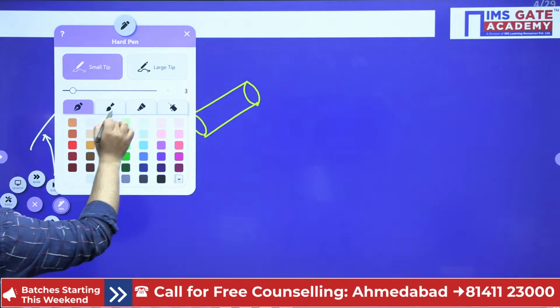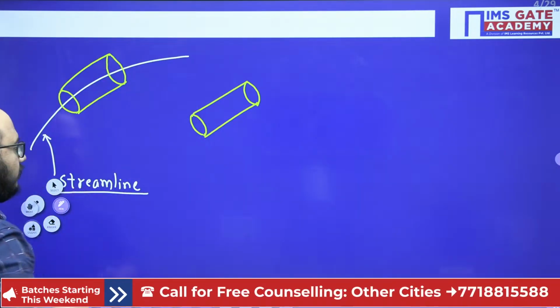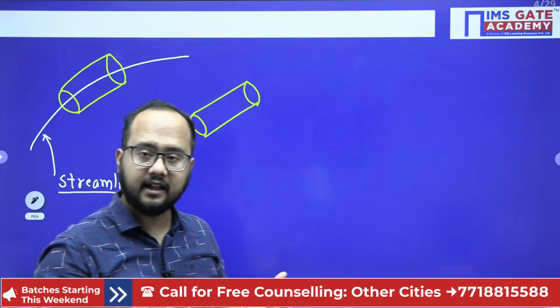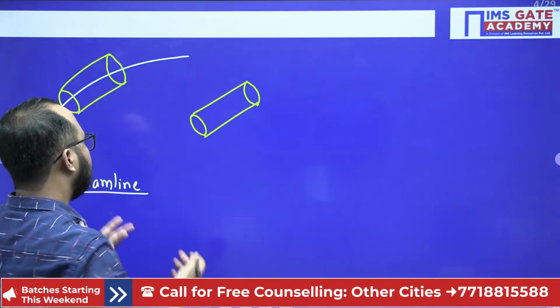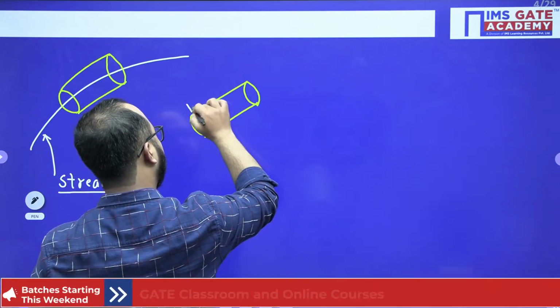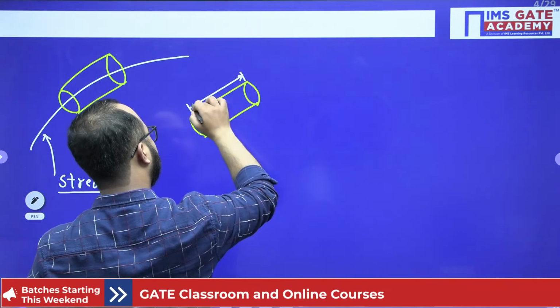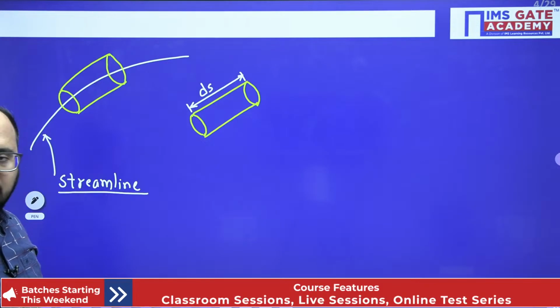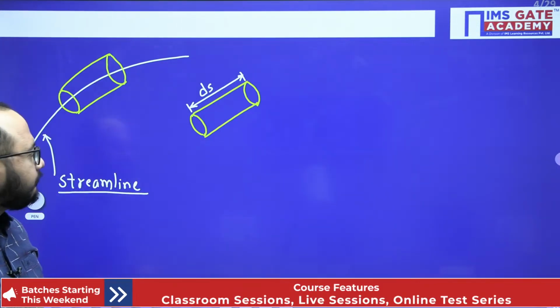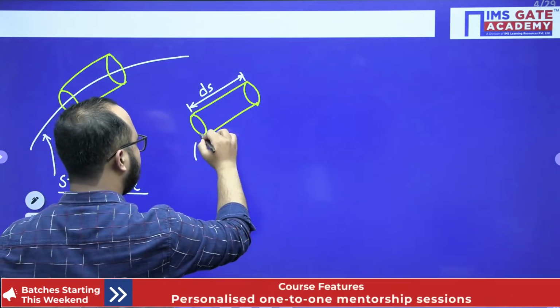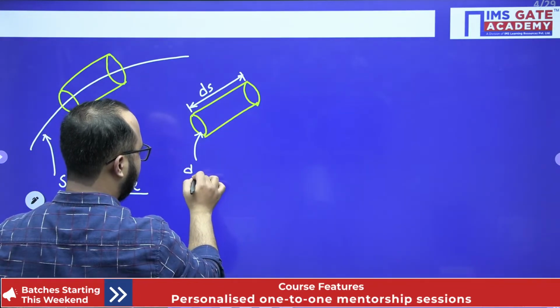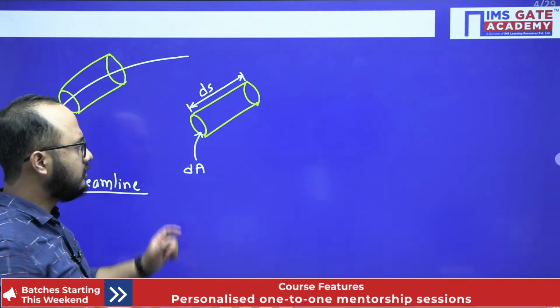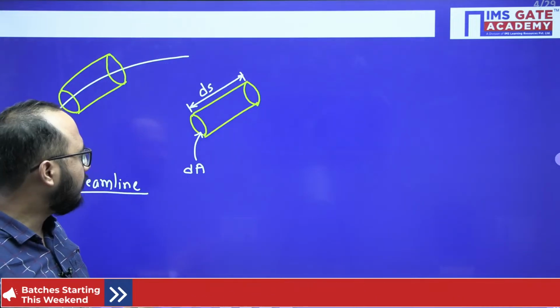Now you have to tell me what the forces are. First of all, the pressure forces will be there and the gravity force, that is the weight. Let's suppose along the streamline I assume this length as ds, small ds, and you can consider the area as dA, a small area.